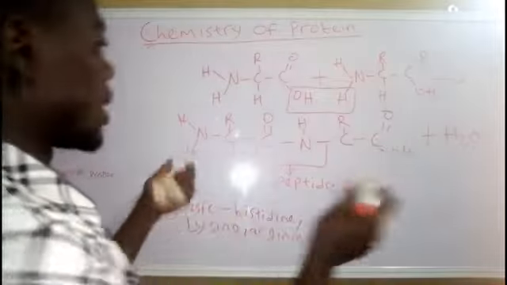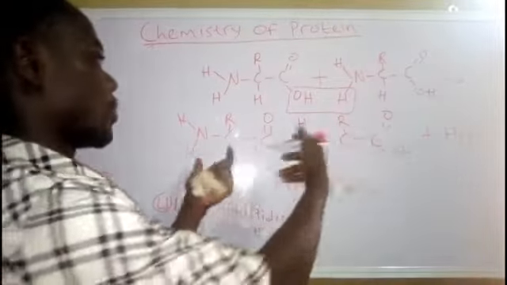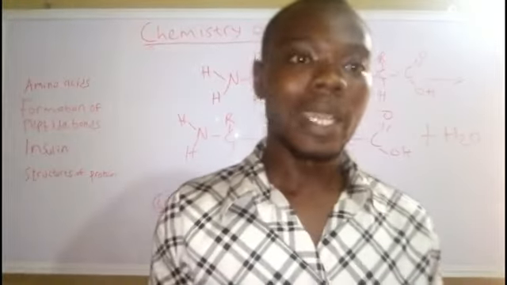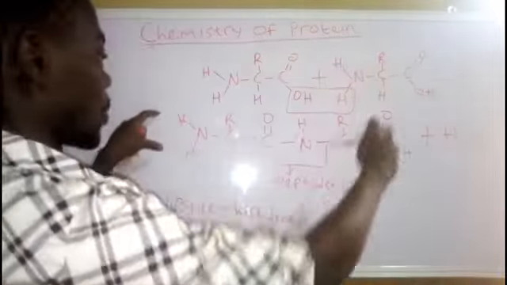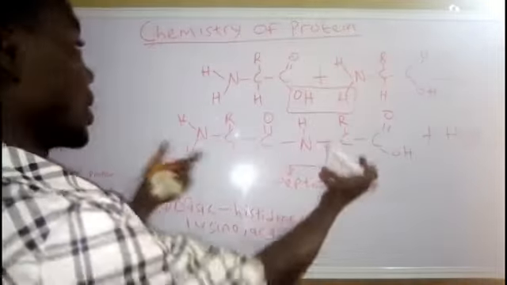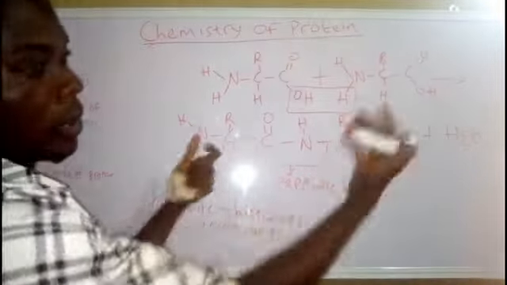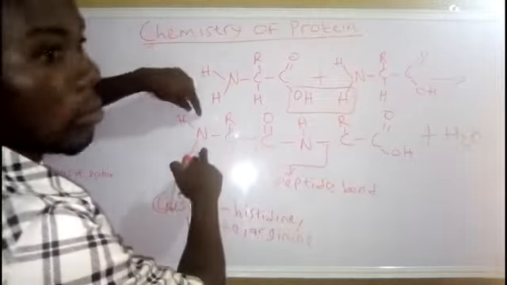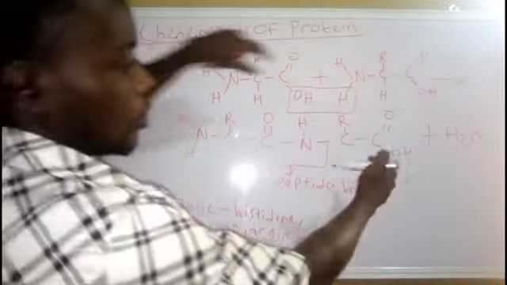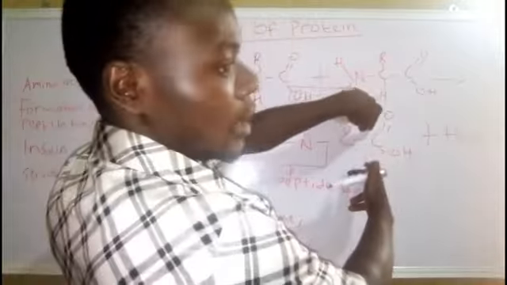Are you getting it? Now one thing I want to show you about peptide bonds is that there is always an N terminal and there's always a C terminal. Now look at it in a peptide bond. For example, when two or more amino acids join, we have protein. Now this is the N terminal, that's the NH2 part. This is the C terminal, that's the COOH part.